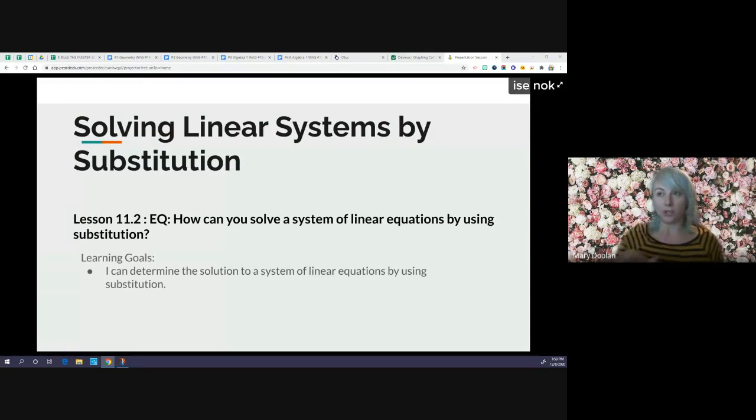I'm going to teach you a different way to solve systems today called substitution. And there's actually three methods altogether. So we'll learn one more later this week called elimination. But today we're going to learn the substitution method.